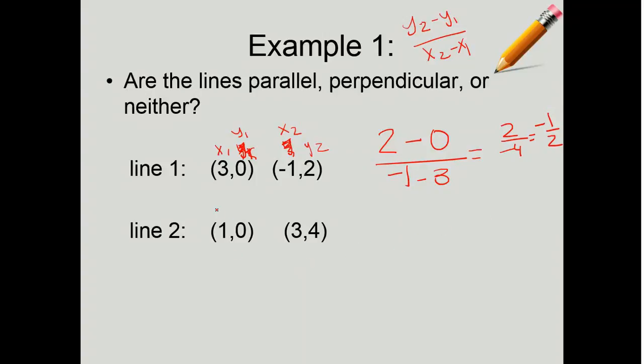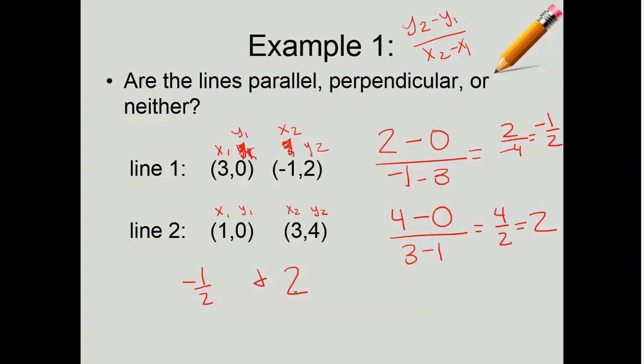Let's check this one. So this is my x1, y1, x2, y2. So y2 is 4 minus y1, which is 0, over x2 minus x1, 3 minus 1. 4 over 2, which is 2. So I have -1/2 and 2. Well, they're not the same, right? They're not both -1/2 or both 2. But -1/2, if I flip that, that's -2, and then change the sign, it's 2. So these two lines are perpendicular to one another.